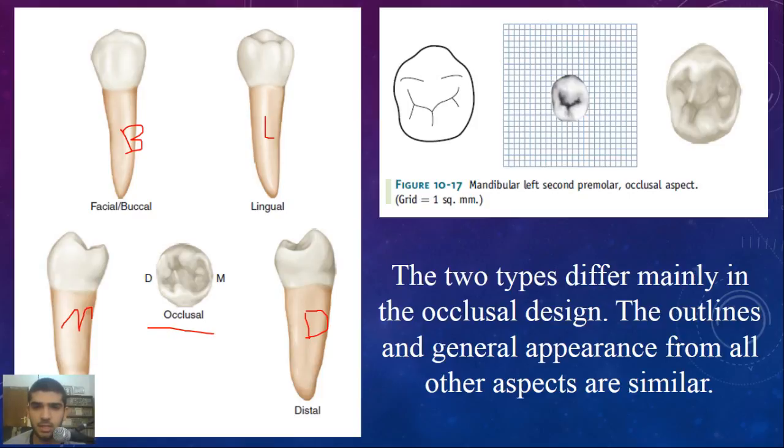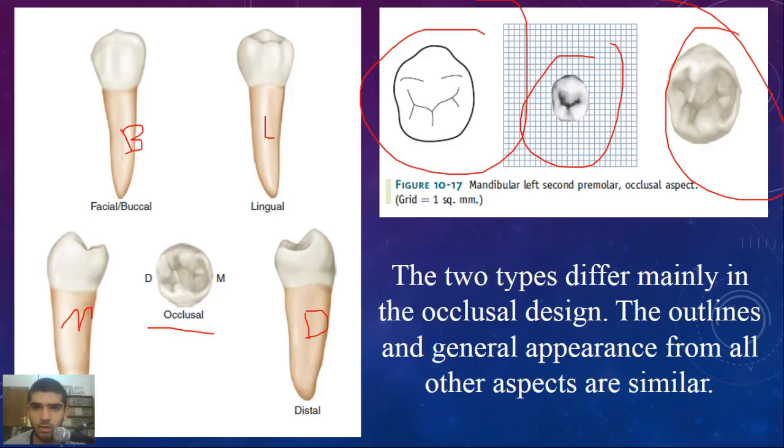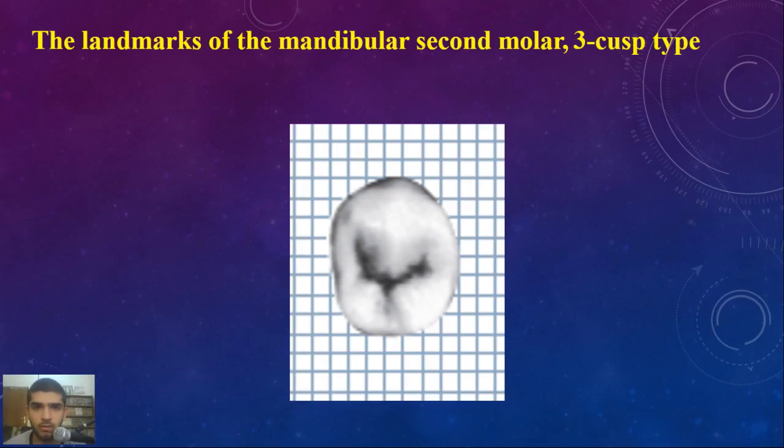As you can see, this is the occlusal aspect of the mandibular second premolar of the three-cusp type. You can see this is the buccal cusp, the mesiolingual, which is the larger one, and the distolingual. Buccal, mesiolingual, distolingual. So, because the main difference is in the occlusal aspect, we will start with the landmarks of the mandibular second premolar, not molar here, of the three-cusp type.